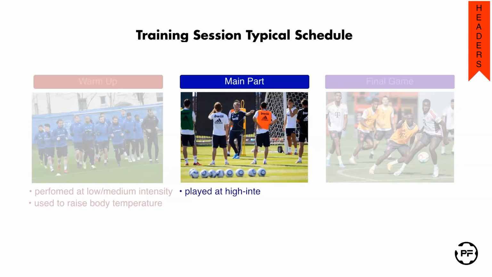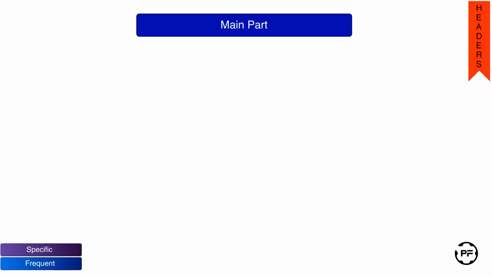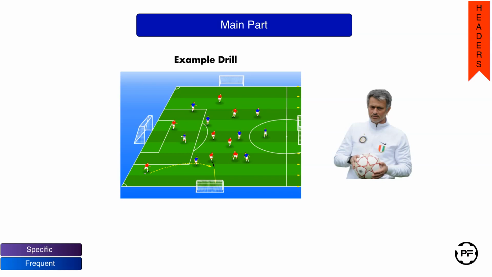The main part should always be conducted at a high intensity. Remember that players always play the way they train. This is where most of the coaching takes place. Let's now consider an example of the main part drill. In this example, two teams play on 4 goals without goalkeepers as shown in the figure.